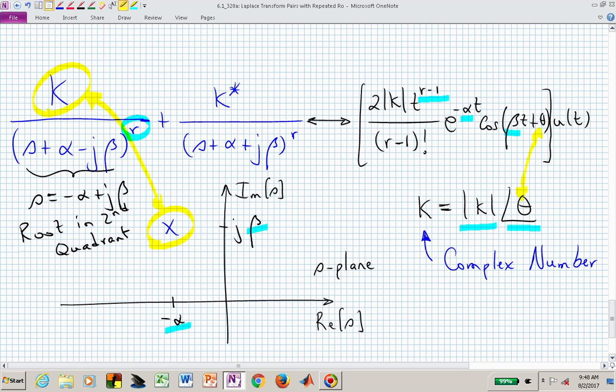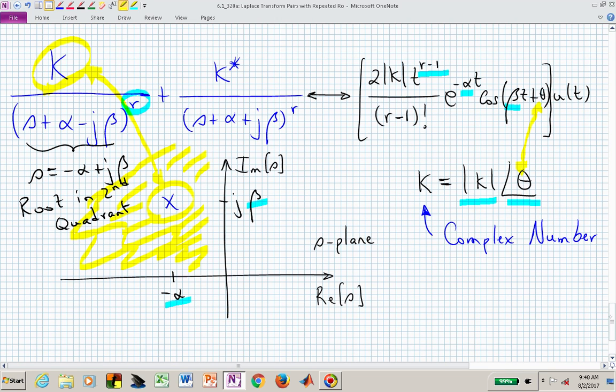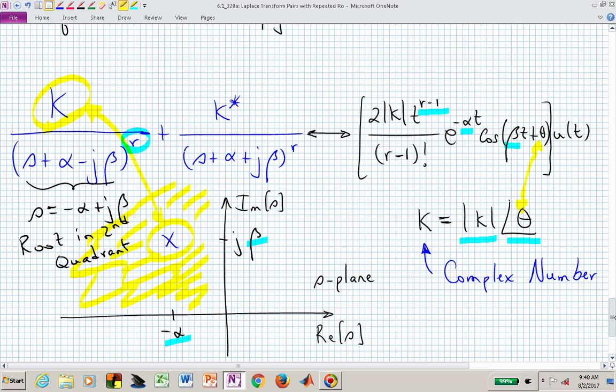The key piece, or one of the key pieces, is you need to associate the k that is above the s plus alpha minus j beta factor with the pole in the second quadrant. That's the k, not the k conjugate. k conjugate is associated with the complex conjugate of the pole, which is now at s equal to minus alpha minus j beta. That's what you need to keep track of in terms of the structure of the time domain expression associated with repeated poles.